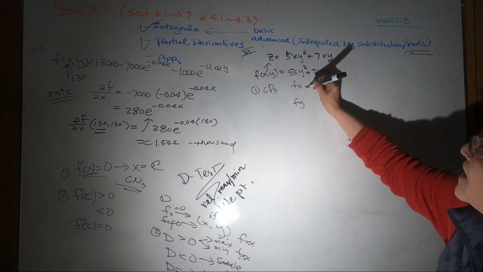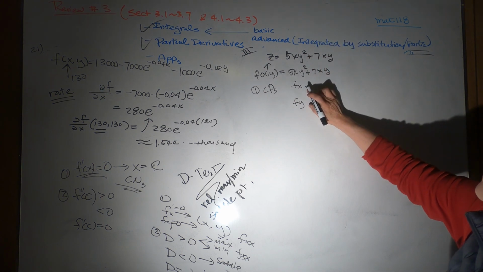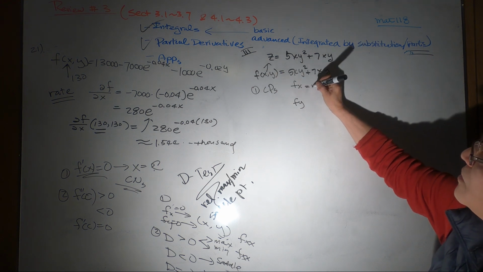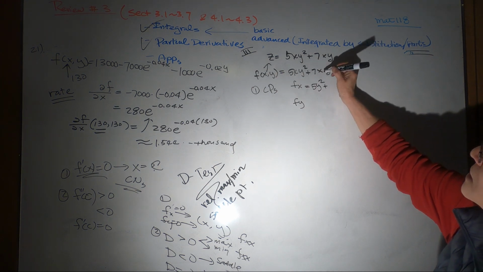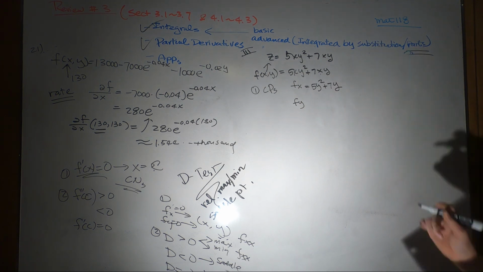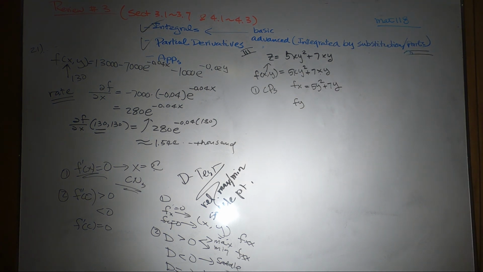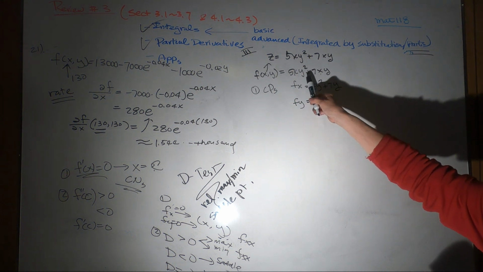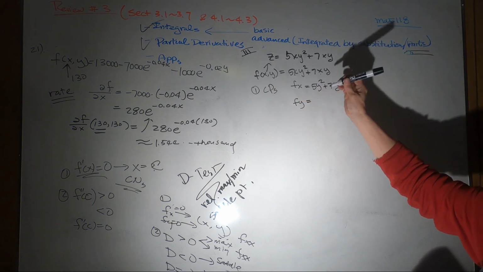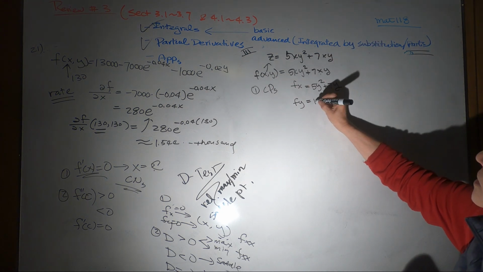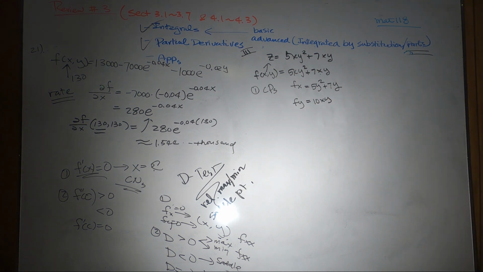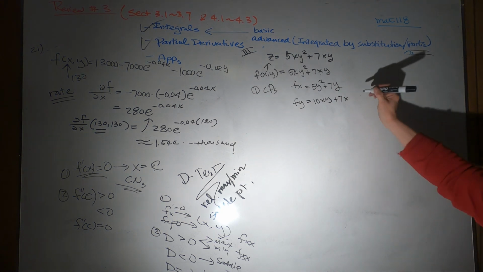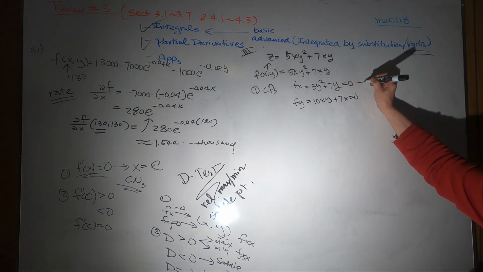So your f sub x is what? Take a derivative with respect to x, treat y as constant. That would be 5y squared plus 7y. Then for y, del y, take the derivative with respect to y, treat x as constant. So the derivative will be 10xy, then plus 7x. Then we set them to 0, then see what happens.